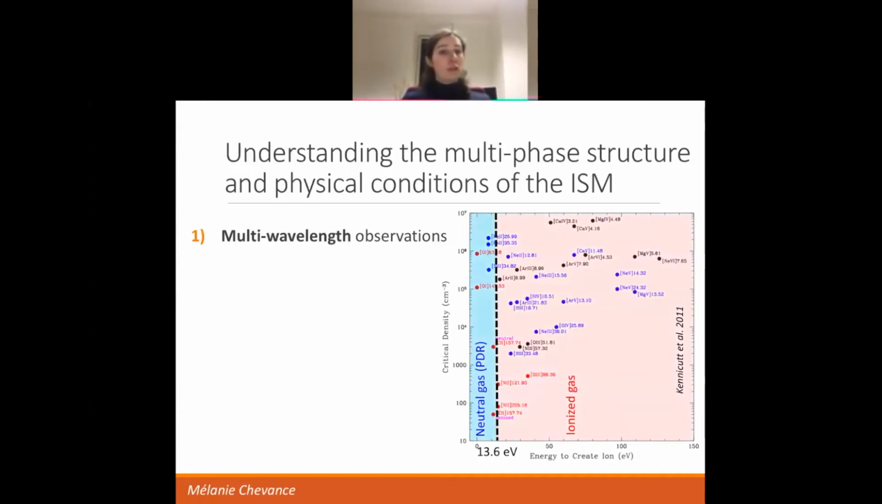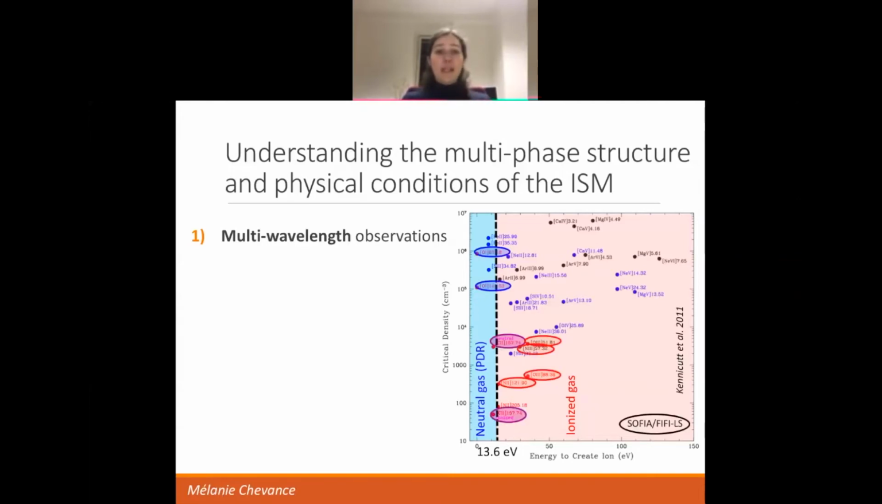And to try and get which lines can be interesting to look at, you can look at this plot showing the critical density of different emission lines on the y-axis as a function of the energy to create the ion that is going to emit these lines. And this plot can be roughly divided into two parts: emission from the neutral gas on the left, and emission from the ionized gas on the right, where the distinction is whether hydrogen is ionized or not, so above or below 13.6 electron volts.